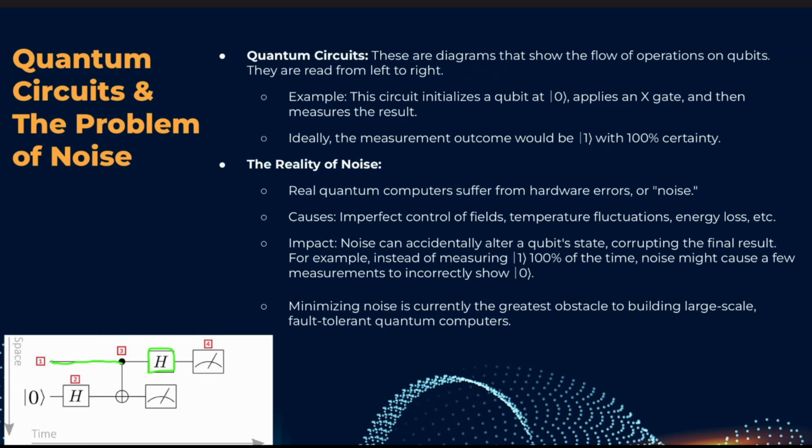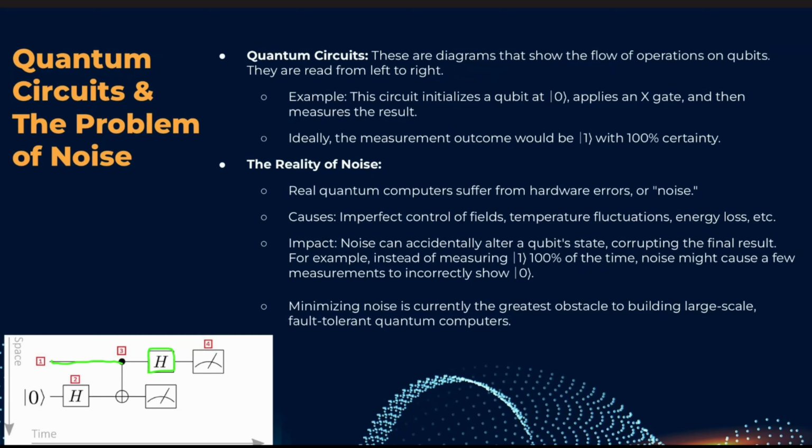In the real world, quantum computers are physical machines that are extremely sensitive. Small disturbances like tiny temperature changes, the inability to control electromagnetic fields, or energy leaking out of the system can all introduce errors, which we call noise. Now, noise can slightly change the state of a qubit while the circuit is running. So even if the circuit is designed perfectly, the final measurement might be wrong.